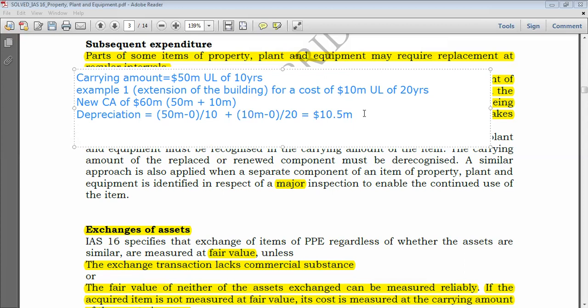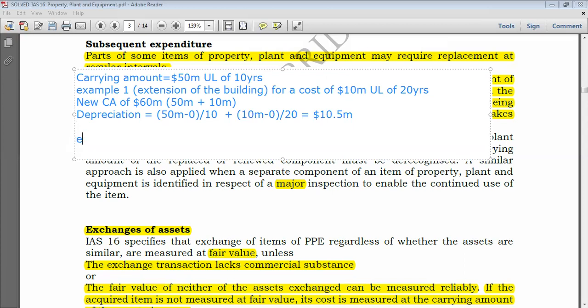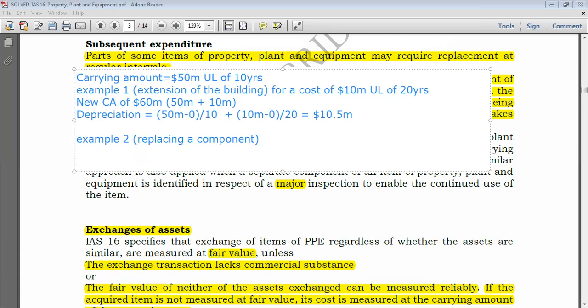Now, let's take a look at the last scenario, example 2. Let's say you're just replacing a component. Let's say in an aircraft, you have the outer body and you have some inner body that has to be replaced in a much shorter time compared to that outer body. So let's presume that you have an aeroplane with a carrying amount of $4 million. This is the airplane, $4 million.